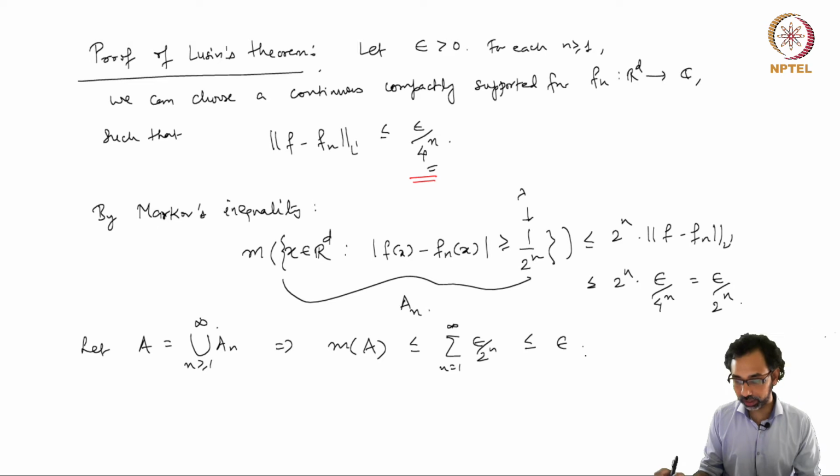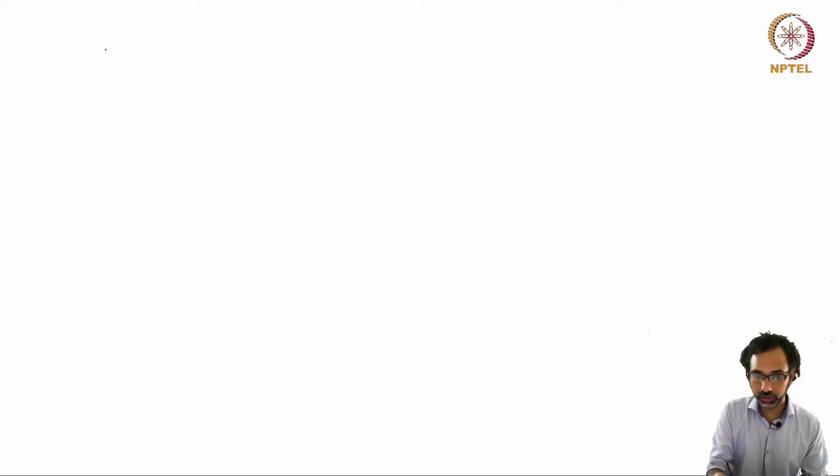So the measure of A is less than or equal to epsilon, and let's see what happens outside of this set A.